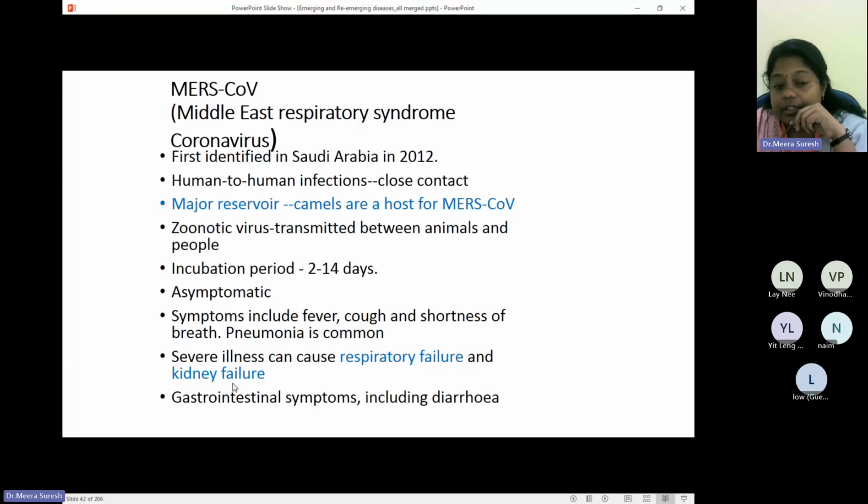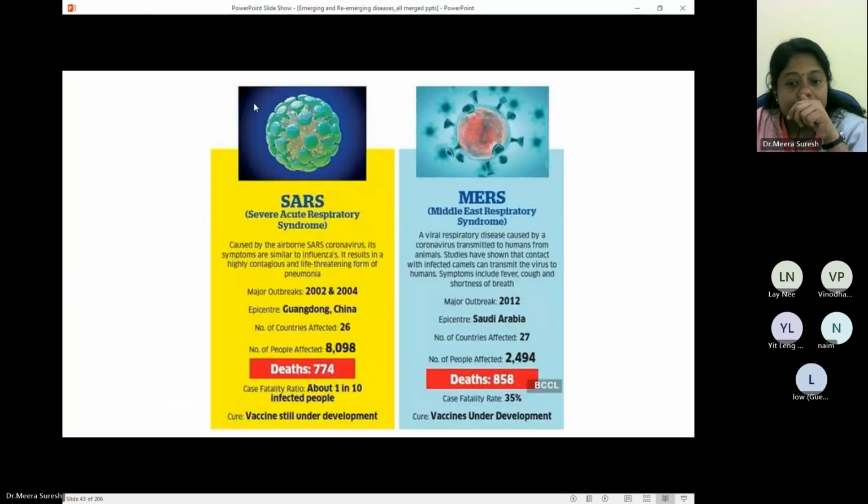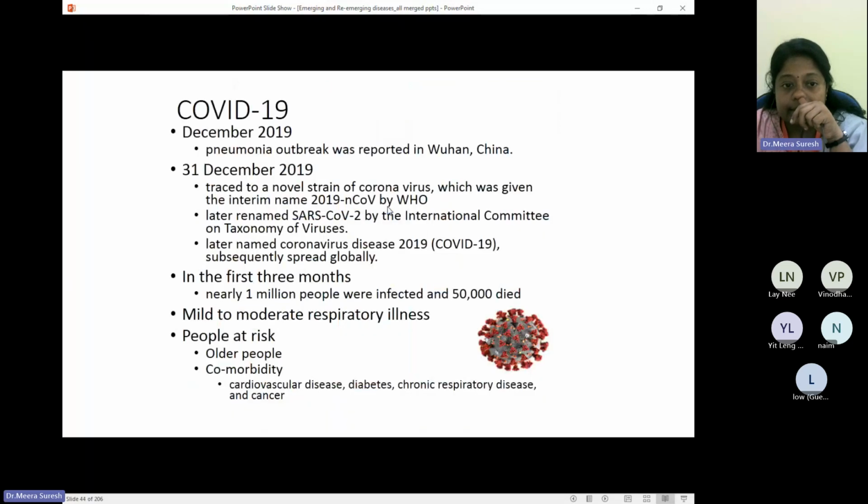And this kidney failure we don't see in COVID-19 or even in SARS. It is a feature of MERS-CoV. So this is a picture which shows the difference. You can see it later.